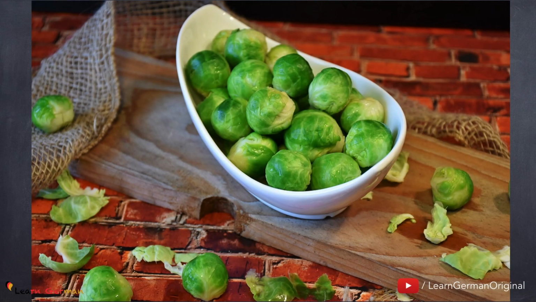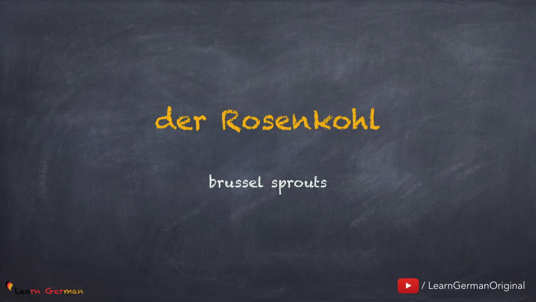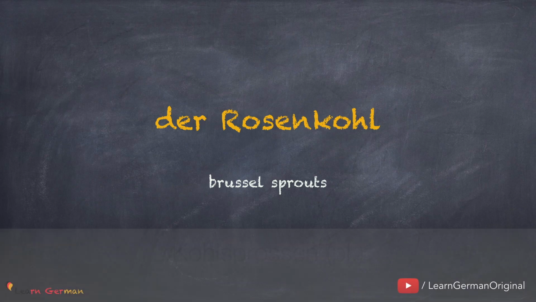Moving on to the next one. Der Rosenkohl. Noch einmal. Der Rosenkohl. This one also doesn't have a plural form. In Austria, they are also known as Kohlsprossen. Noch einmal. Kohlsprossen.